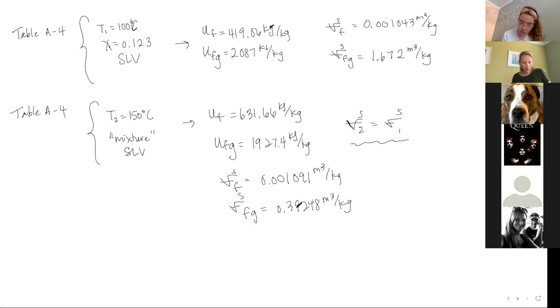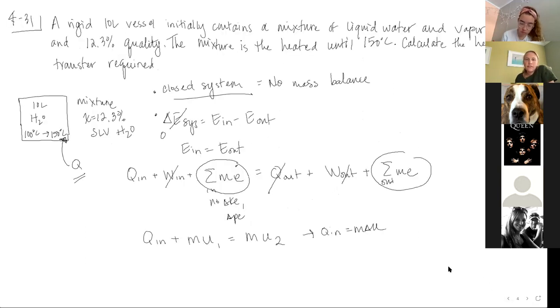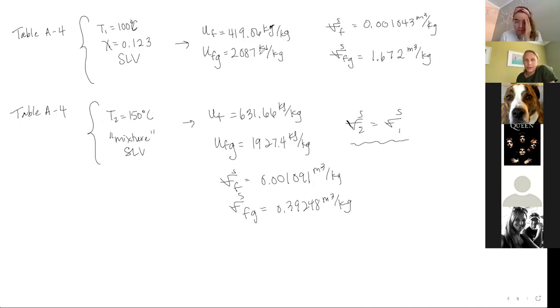So I've looked up everything that could possibly be useful from the property tables. I'm asked to find the heat transfer required. In order to do this, I need to find both mass and my internal energies. I looked up my internal energies here, but this is for if I was all liquid, and this is for my entire liquid vapor region. So I need to use my quality relationships to find my specific internal energies for each of these conditions.